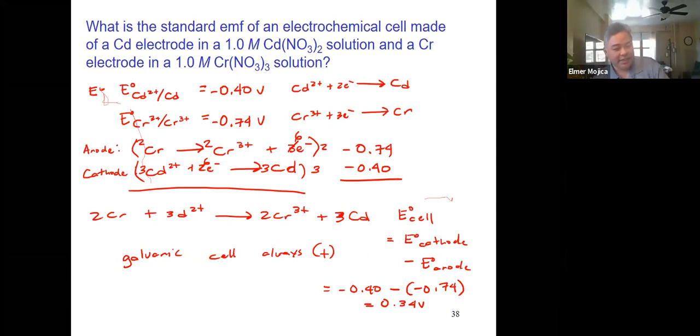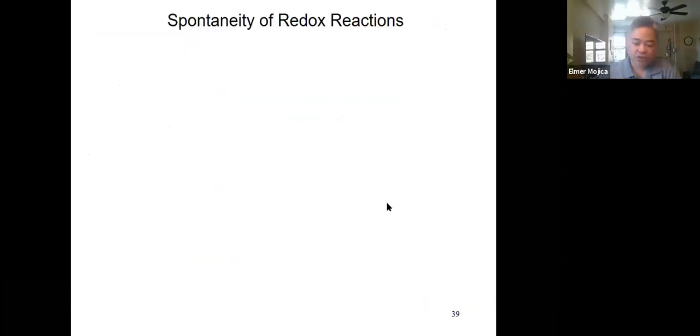Okay? When not to use the table. If the reaction is given, you determine which one is oxidized and reduced in the given reaction. If not, then you can use the table to determine which one is oxidized and which one is reduced. Okay? Now, how are we going to relate this chapter to the previous chapter that we have?